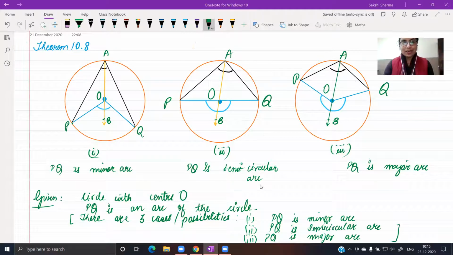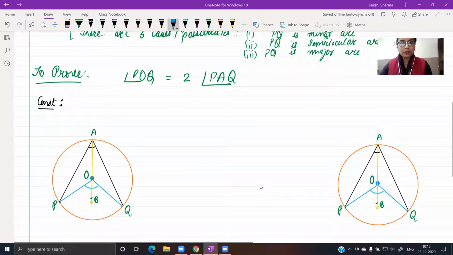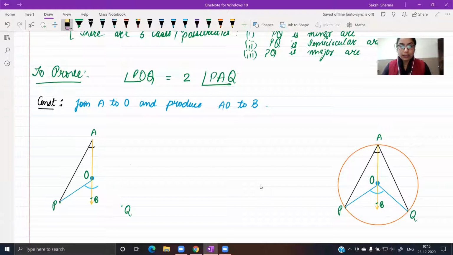And once you've done this, I will ignore the circle and focus on the two triangles that are formed here. So let's write down what the construction is, then we'll see. I have joined point A to point O and produced it up to a point B. And now I have the same circle, I've just copied it here. So I'm going to ignore the circle and focus on the triangles that I have.